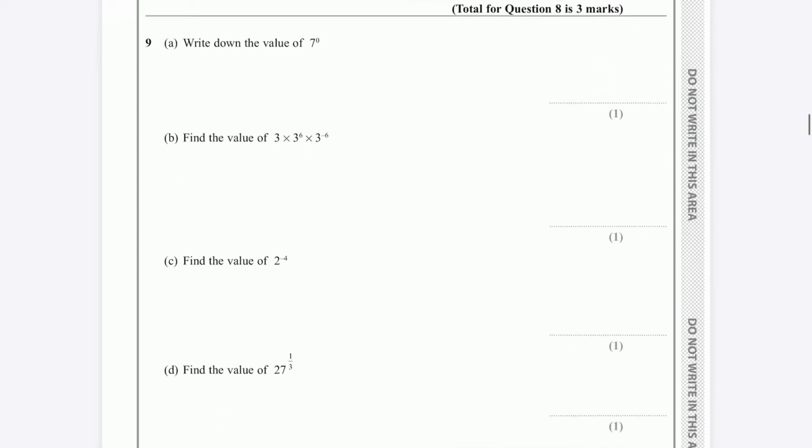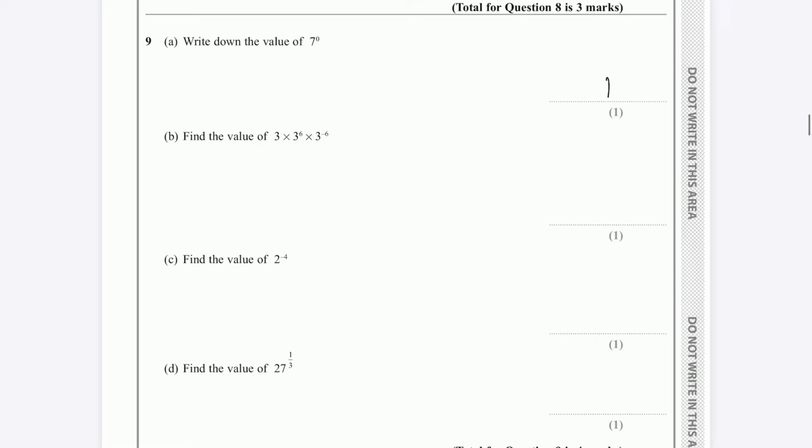So question 9, anything raised to the power of 0 is just 1. So when you're multiplying, you just add indices together. This has a 1 there. So we have a 1 plus 6 plus minus 6. These two cancel out, so we're left with just 1. So essentially the answer is 3 to the power of 1, which is just 3.